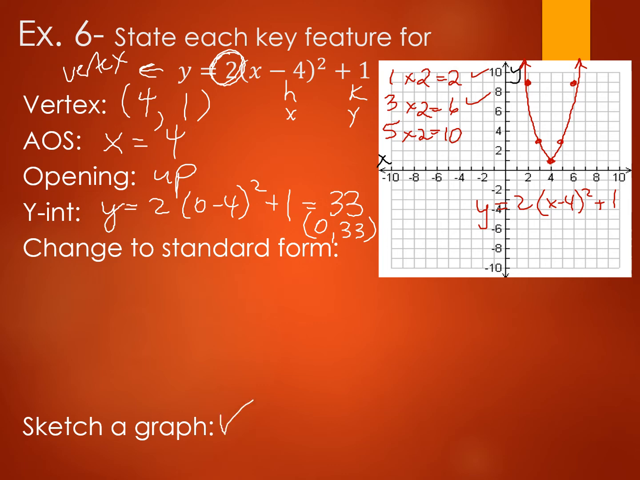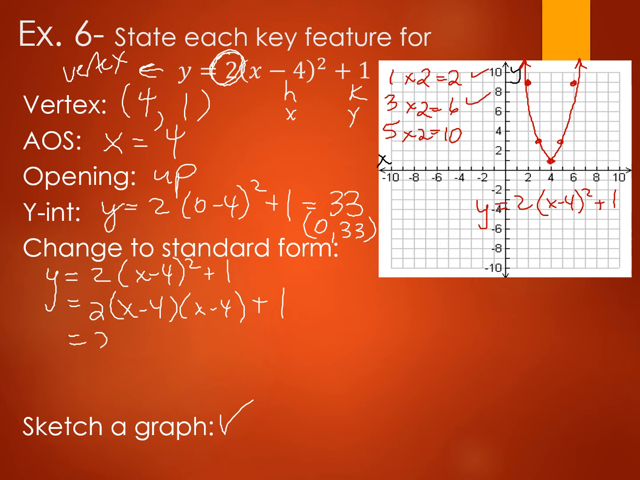To change to standard form, we're going to start with vertex form. And we looked at this last day. When you have something squared, really that means there's two of them. So you could write two of them in FOIL. I also showed you a shortcut last day, or your other teacher showed you a shortcut. I'm just going to skip to that shortcut. So you can FOIL, you should end up with the same thing as me. We also know that's a perfect square trinomial. So x squared minus 8x plus 16 plus 1.